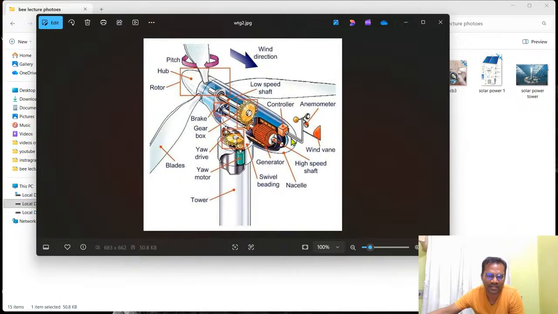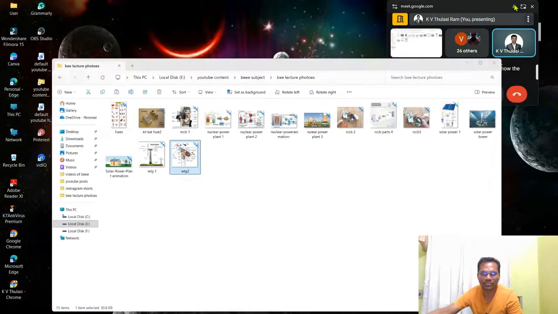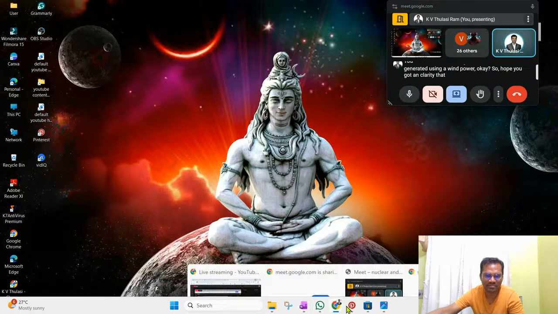sent to the cable. So the anemometer is an instrument used to indicate the speed of the wind. If the anemometer speed is less than the cut-in speed, it will not start. If it is in the range of cut-in speed, automatically the turbine will start rotating. So this kind of design is called a wind turbine generator. That's how we are generating power from the wind, and this is how power is generated using wind power. Okay, so hope you got clarity on how wind power is generated.